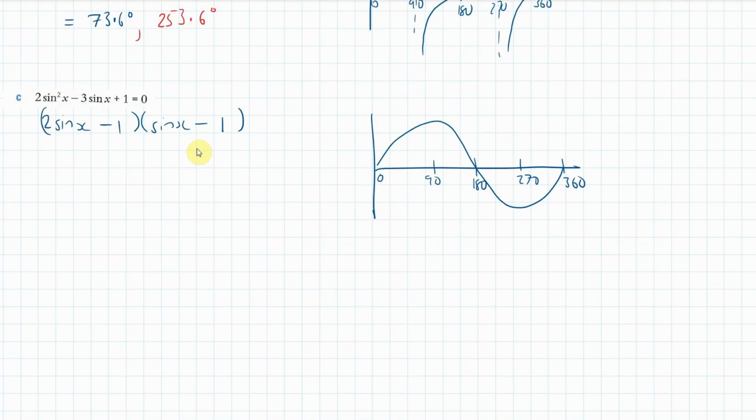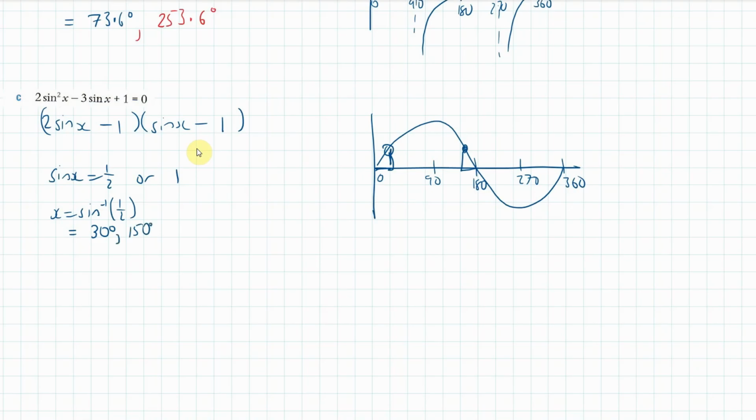Okay, so you've got two options. In the first bracket, you've got sine x is equal to 1/2, or in the second bracket, it's equal to 1. So let's do the first one. x is equal to the inverse sine of 1/2. And that gives me 30 degrees. So I go, all right, I've got a 30 here. If it's 30 from 0, we know that the other one is going to be 30 from 180, so that's 150.